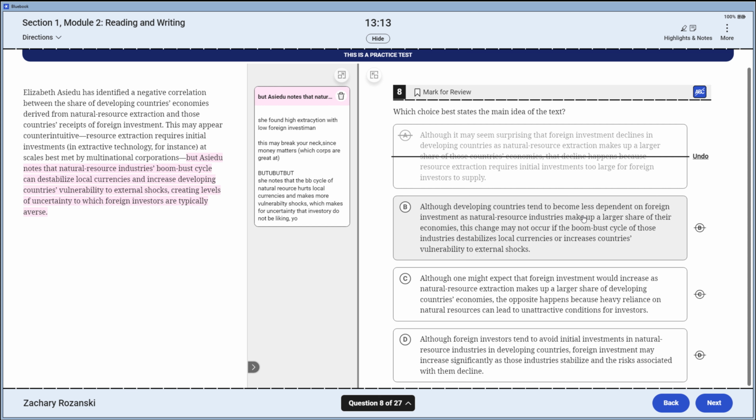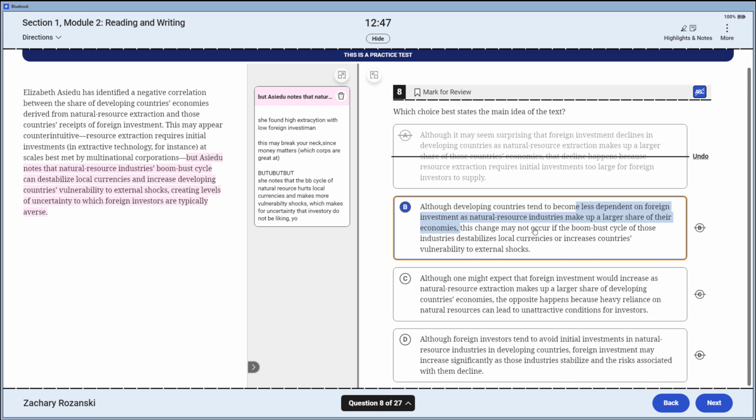Although developing countries tend to become less dependent on foreign investment as natural resources make up a larger share, I already disagree with this. This statement of dependence is like they're consenting to this process and saying, I don't need you anymore. But it's just that as they invest more and more, they become disgusting, right? It's like I'm less dependent on a girl's attention when she finds me repulsive and doesn't want to deal with me. So I already disagree, but I'll keep reading.